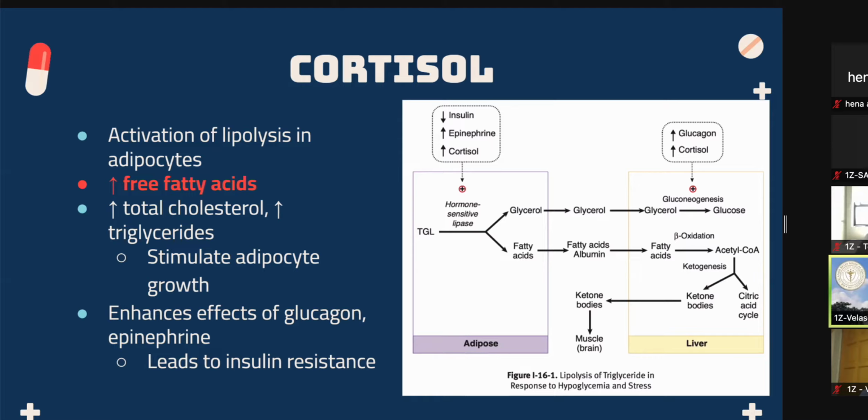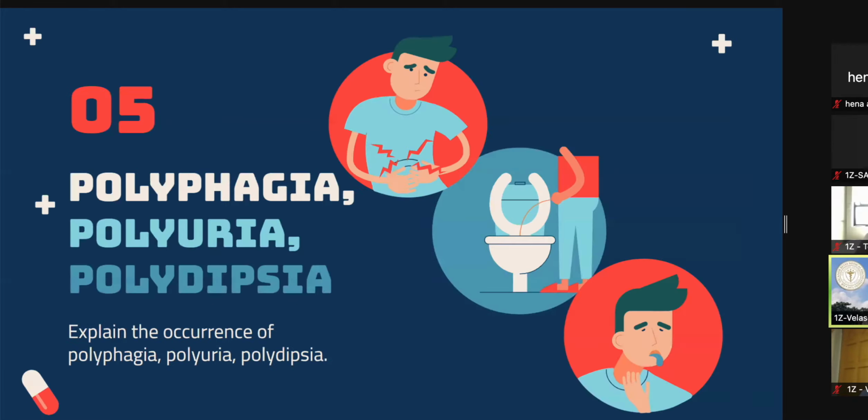However, over time, high cortisol levels can lead to patients developing insulin resistance. It sounds like a good thing at first, but eventually, over time, that insulin resistance could be a bad thing too. So, thank you. That's my last slide.